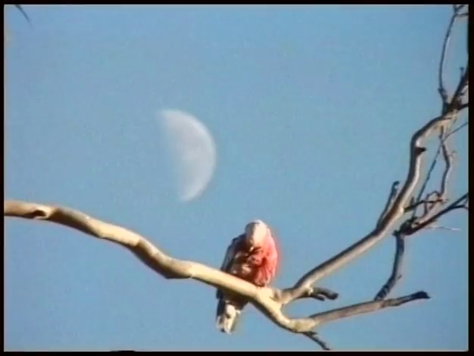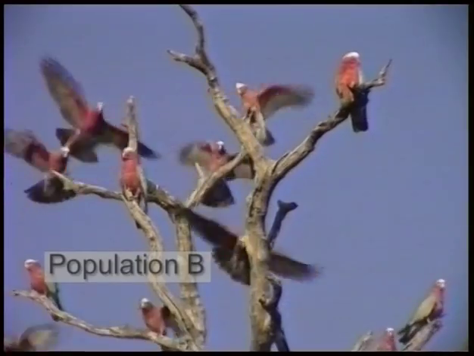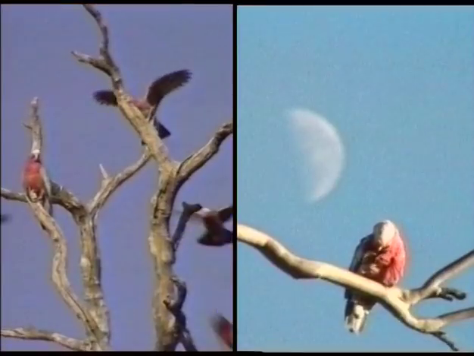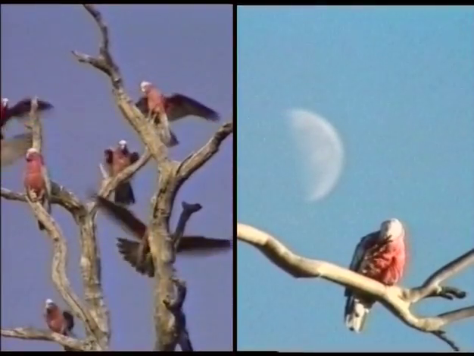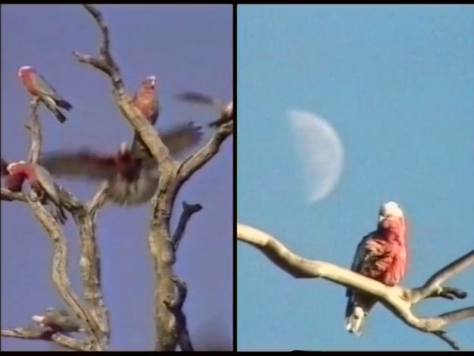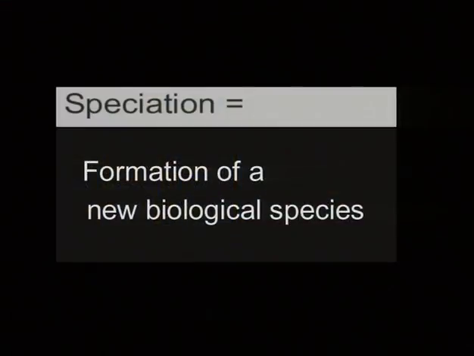So we might, for example, sample a bird from a population and ask the question of whether it's from population A or B. And because of these neutral differences between two populations, we can make this kind of assignment. So this is a useful genetic tool for us. This is how populations isolated from each other for very long periods of time undergo what is known as speciation. Speciation is the formation of a new biological species.